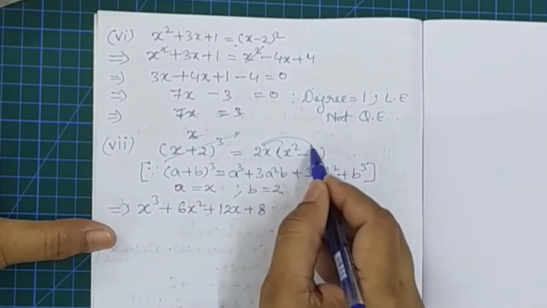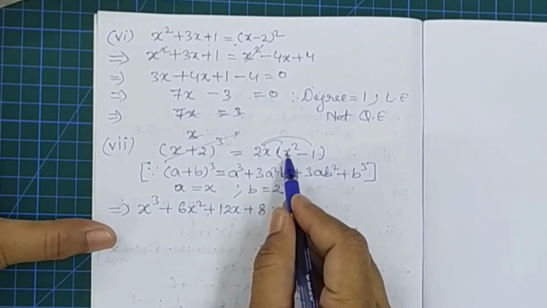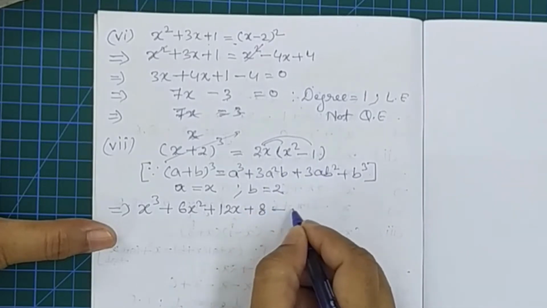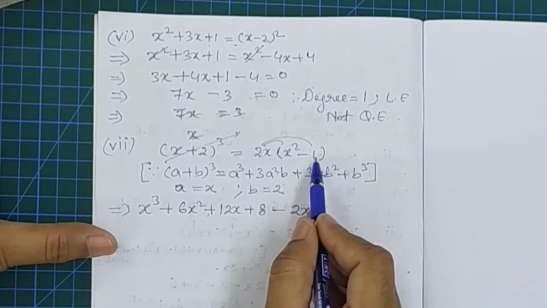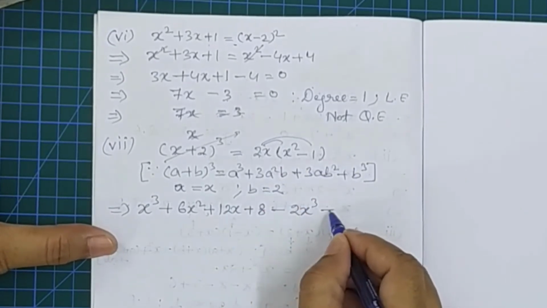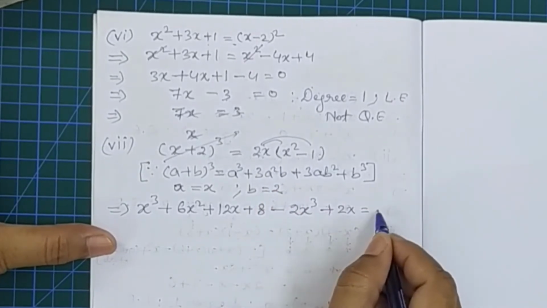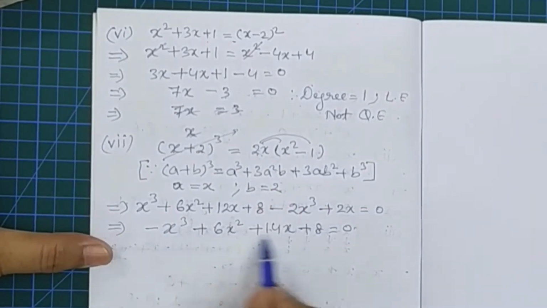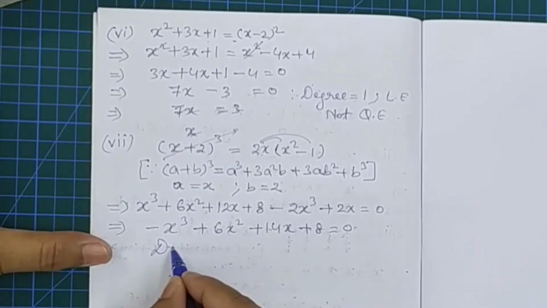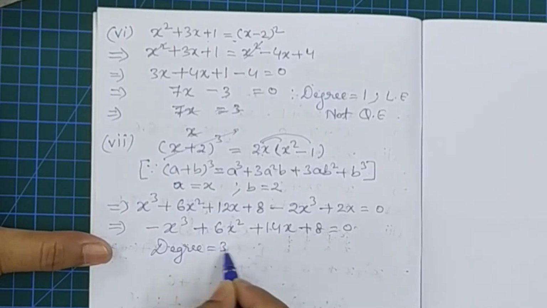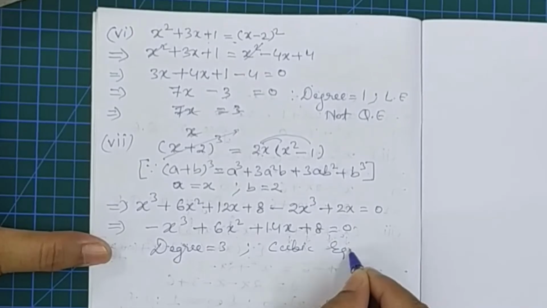On the other side, we are distributing this, and 2x into x square is 2x cube, which I transpose to the other side, minus 2x cube. 2x into minus 1 is minus 2x. So on the other side it is plus 2x. So I have transposed these two terms to the other side. The symbols change. And here this expression is in standard form and the highest exponent is 3. So the highest exponent is called degree, which is 3. And hence it is a cubic equation.